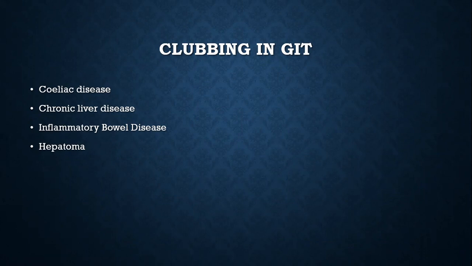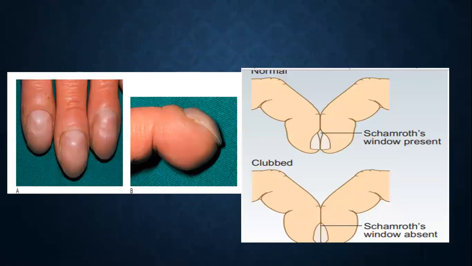The nails, the thing which comes immediately into our minds is clubbing. So clubbing in GIT specifically occurs in 4 conditions: celiac disease, chronic liver disease, inflammatory bowel disease, or hepatoma. We know very well how to look at it. The Shamroth window sign. Normally a diamond-shaped window should be present when we approximate the nails of 2 fingers. But if this is absent, we call it clubbing.